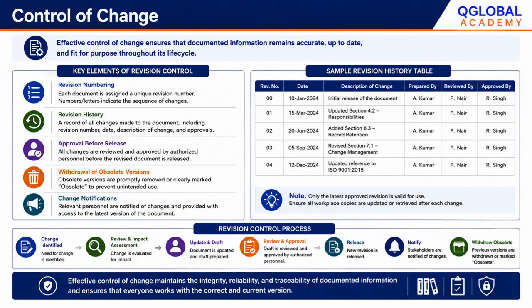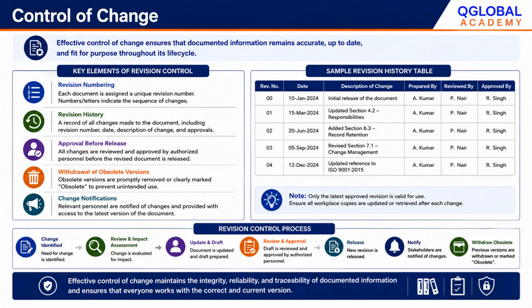Alongside this, revision history records every update, including the revision number, date, description of changes, and approvals, providing full traceability. Before any revised document is released, it must undergo proper review and approval by authorized personnel. This ensures that all changes are validated and aligned with organizational requirements. At the same time, obsolete versions must be promptly withdrawn or clearly marked to prevent unintended use, reducing the risk of errors.